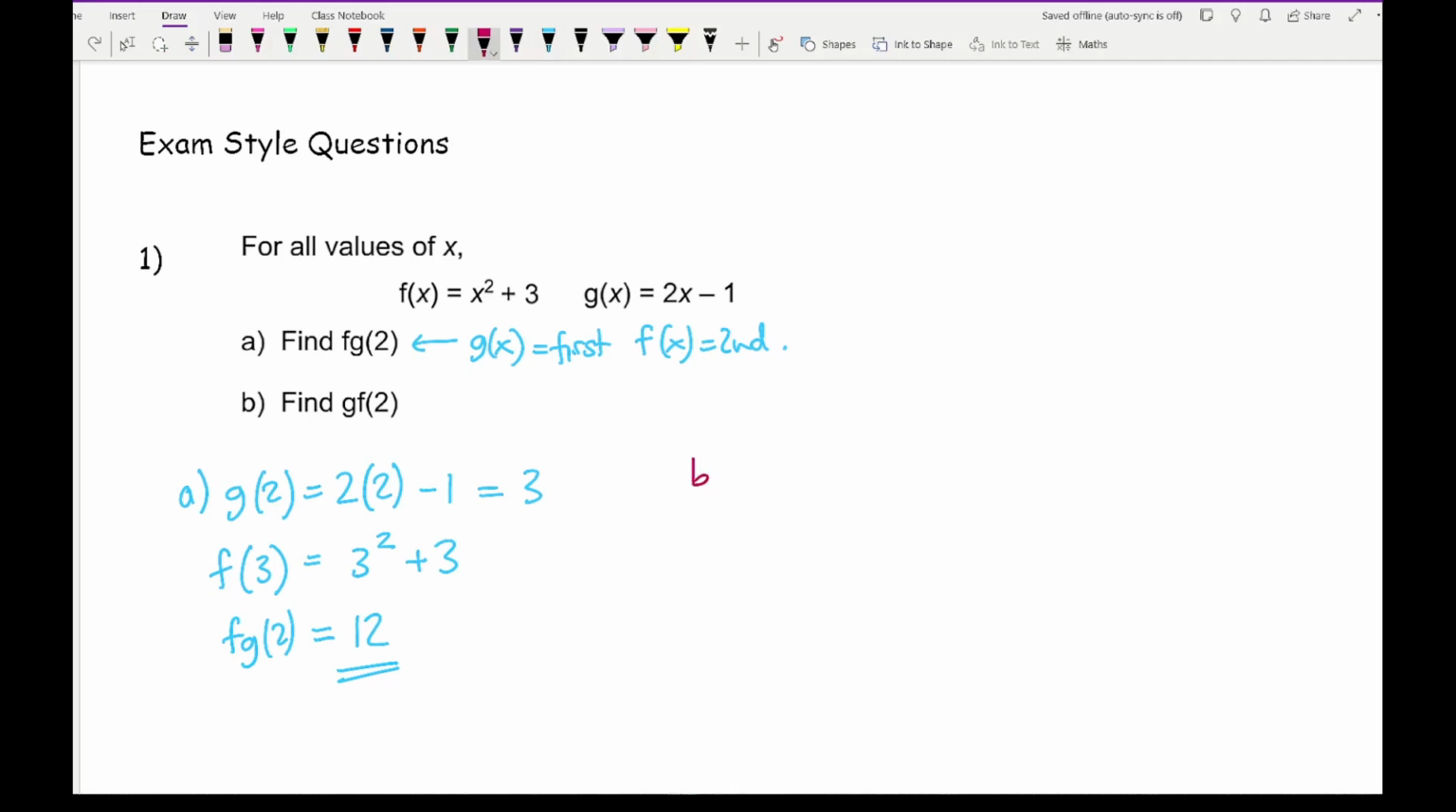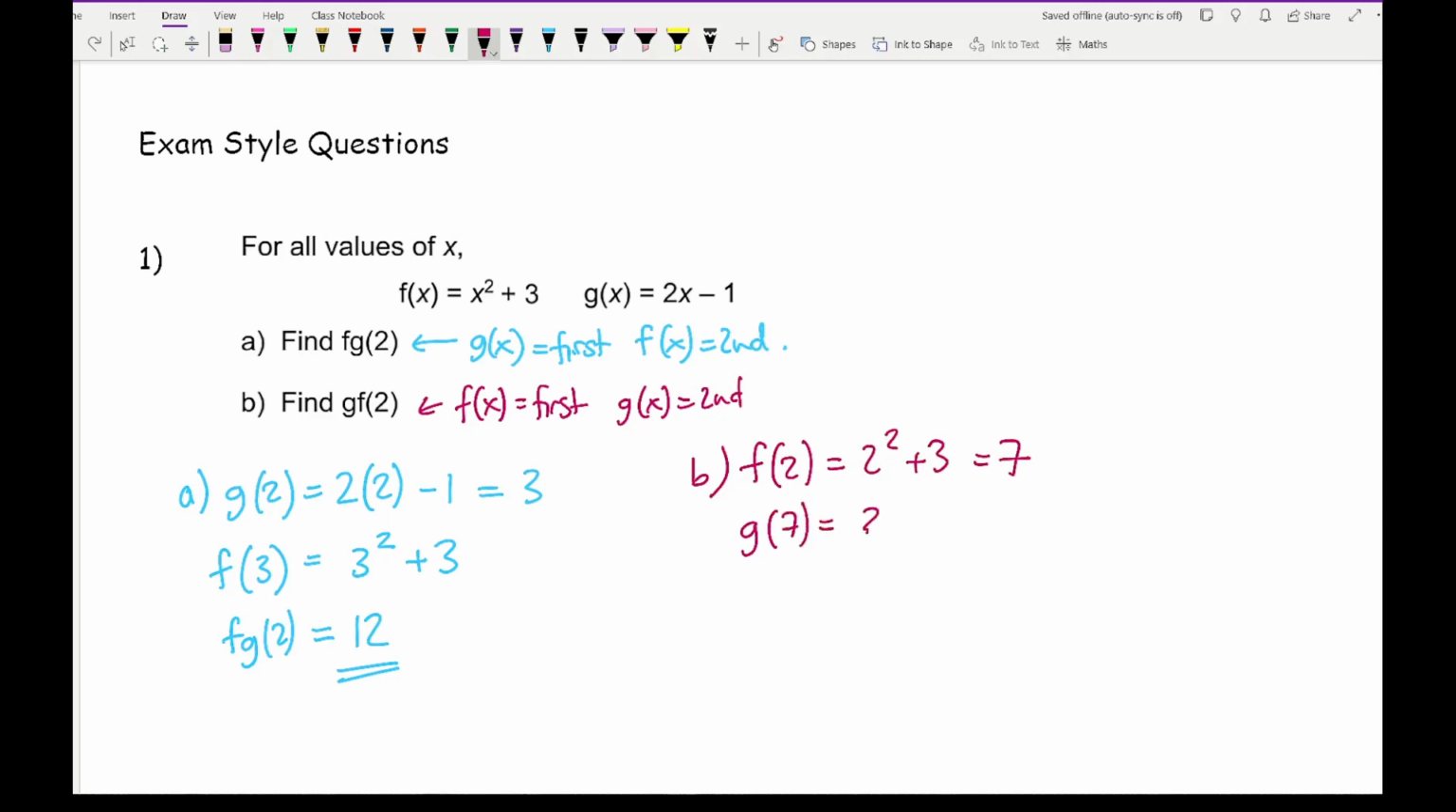Then with B, how this is different is I'm now going to go for f of x first and g of x second. So with B, I'm going to substitute 2 into f first. So f of 2 is going to be 2 squared plus 3, which is 4 plus 3, which is 7. And then I'm going to substitute 7 into g of x. So I've got 2 times 7, take away 1, which gives me an answer of 13. So g f of 2 equals 13.